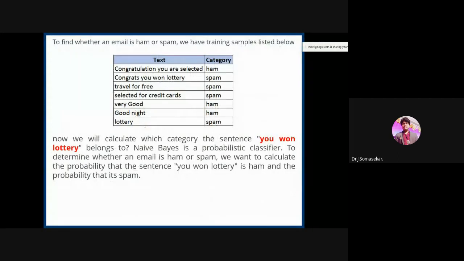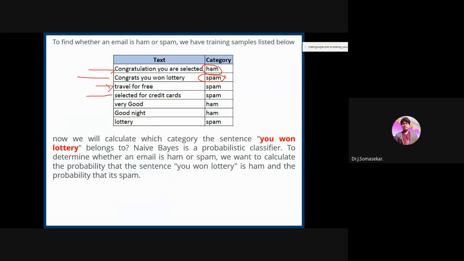Even here you can see some of the messages. Here you can see one text message: "Congratulations, you are selected." Is this spam or not spam? "Congrats, you won the lottery." This is spam. This is also one simple data set I'm taking for better understanding. "Travel for free." This is also spam. And "selected for credit card."